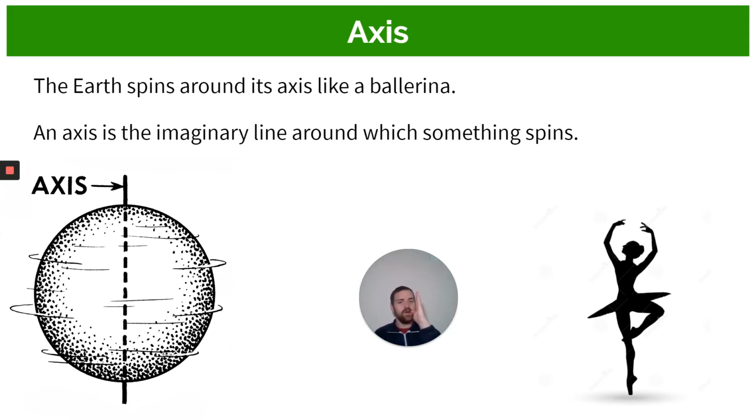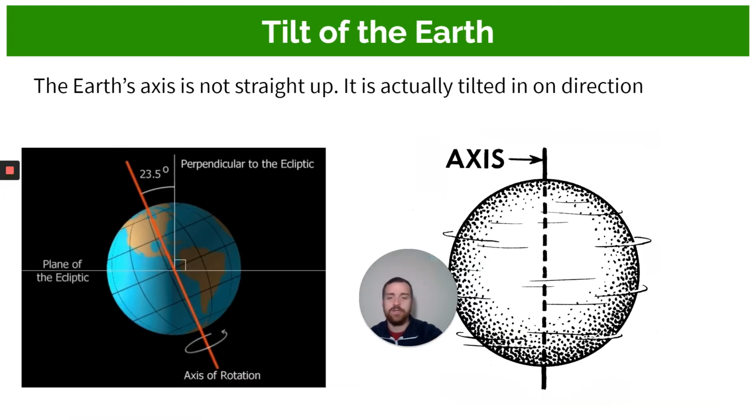So the axis is what everything else spins around. So for us, the axis is from North Pole to South Pole on the Earth, and the Earth spins around that. Okay, so that's the first thing. You need to understand the axis is the line around which the Earth is spinning.